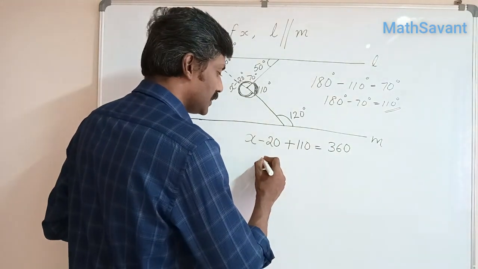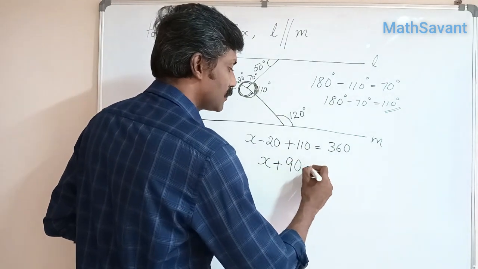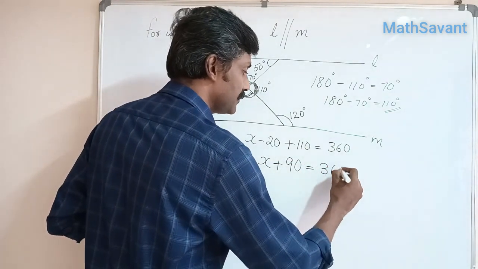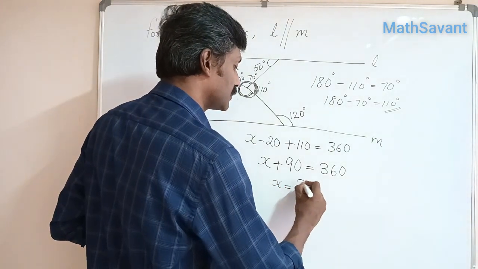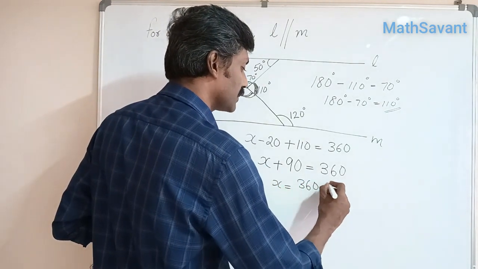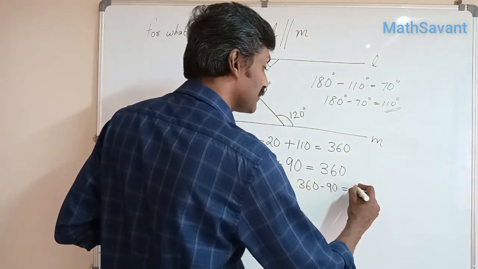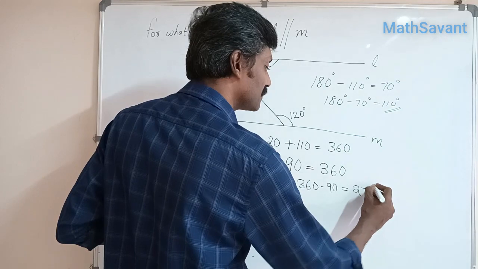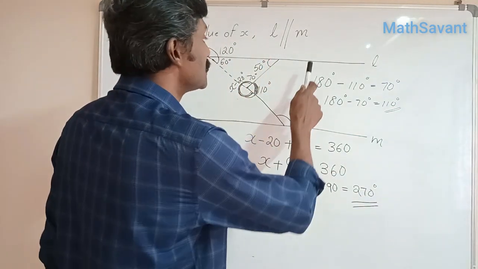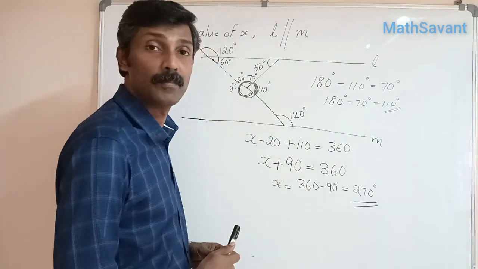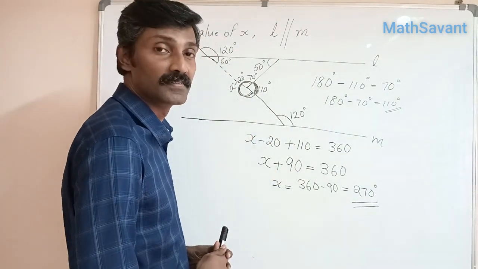That means x plus 90 is equal to 360. So we get x is equal to 360 minus 90, and that is 270 degree, right? So the two lines L and M will be parallel if x is equal to 270 degree. That is the answer.